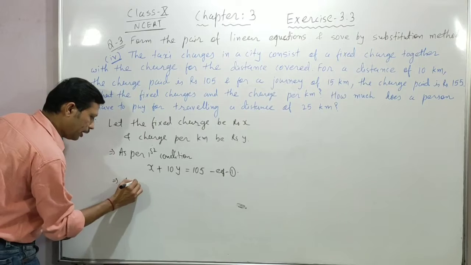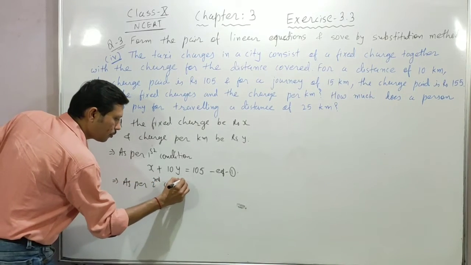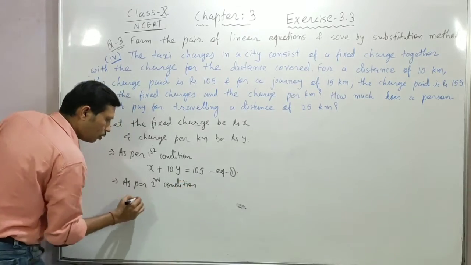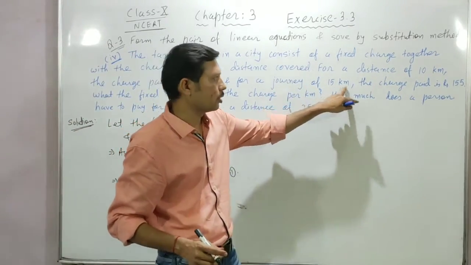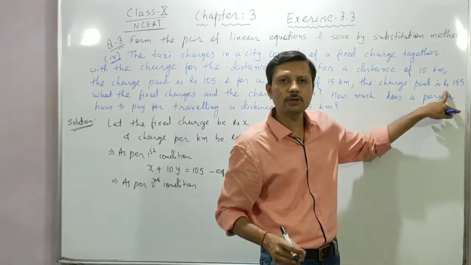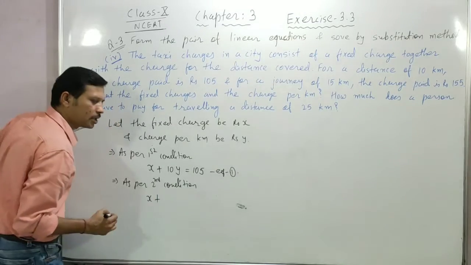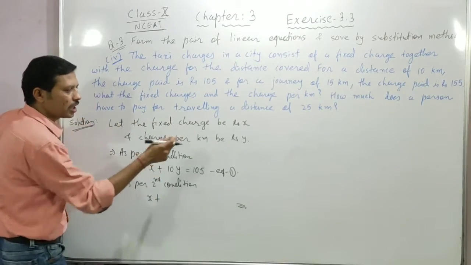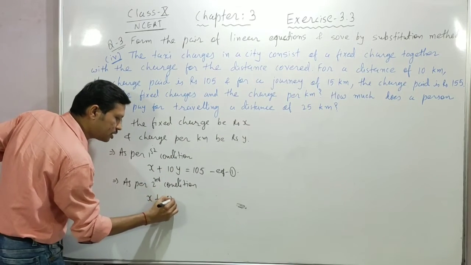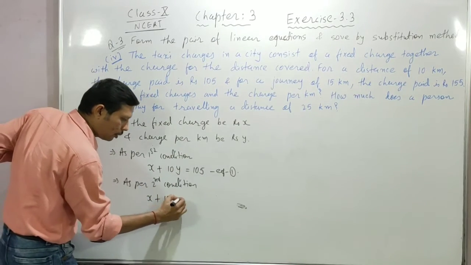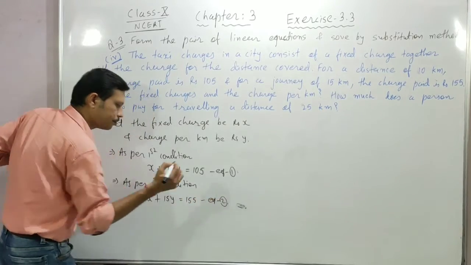Now, as per the second condition, for a journey of 15 km, the charge paid is 155 rupees. So fixed charge x rupees plus per kilometer charge y rupees. How many kilometers? 15 kilometers. So the 15 km charge is 15y, and the total amount is 155. That's my equation number 2.